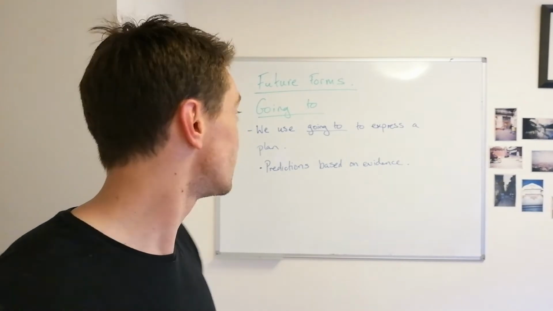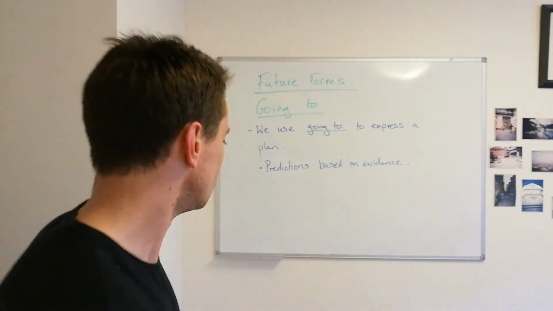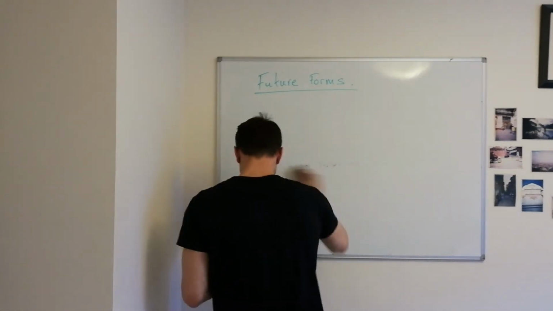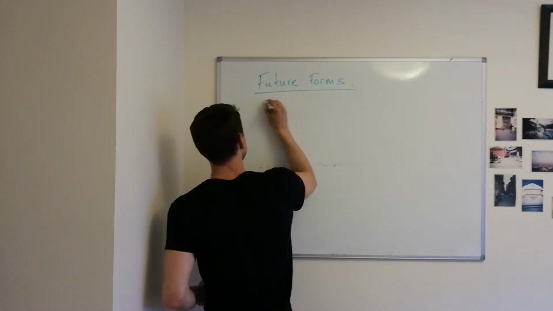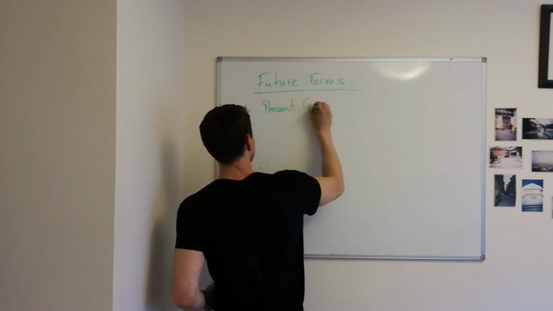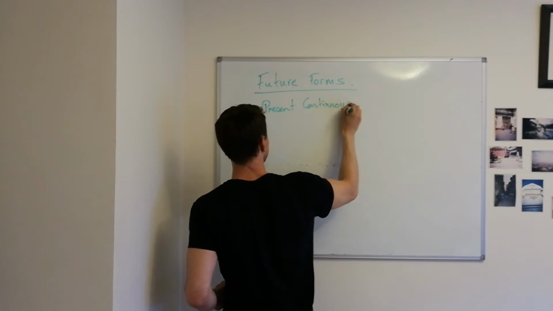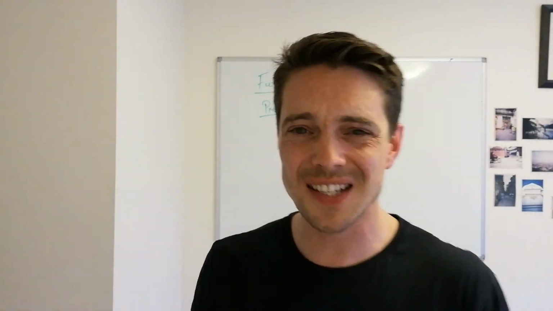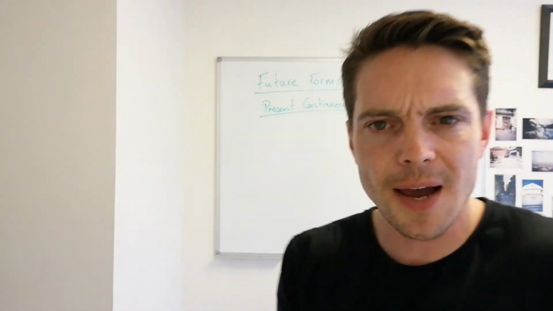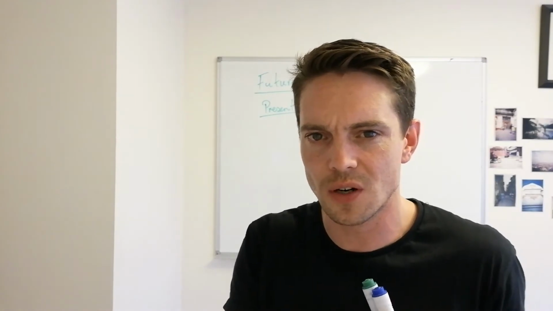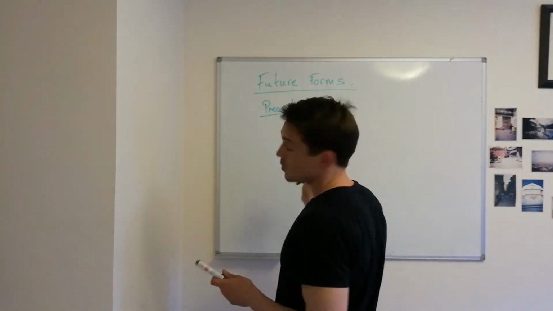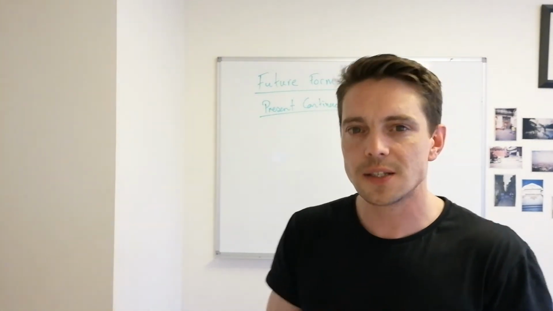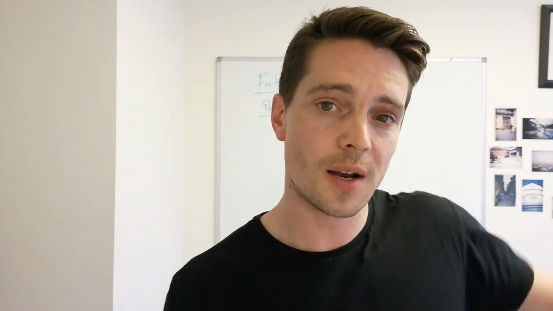So now let's look at future form number 3. So future form number 3 is the present continuous. Now you see it's the present continuous. How can the present continuous talk about the future? Well, we usually use the present continuous with a time in the future that tells us that we're not talking about now, we're talking about a time in the future.